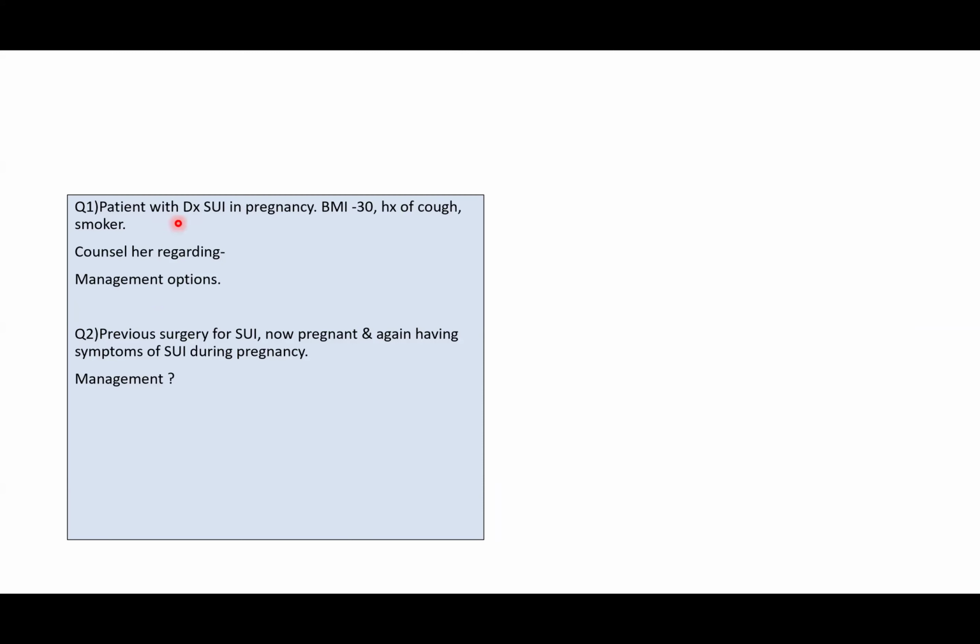Now, this one patient has been diagnosed with stress urinary incontinence in pregnancy. BMI is 30, history of cough. She's a smoker. How will you counsel her regarding the management options? Because history taking will be same. Even the management option part is going to be nearly same.